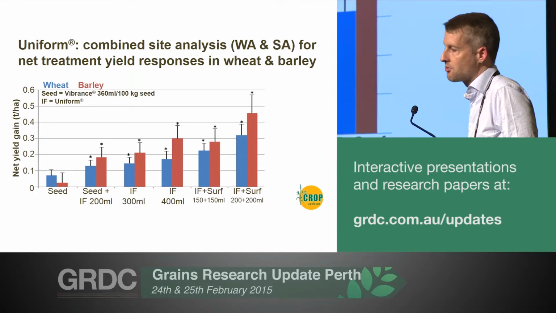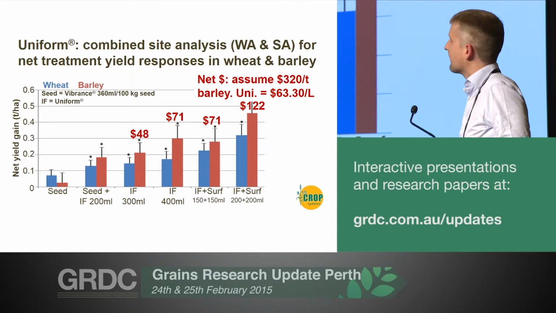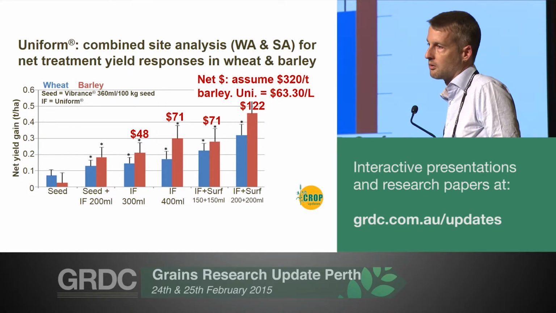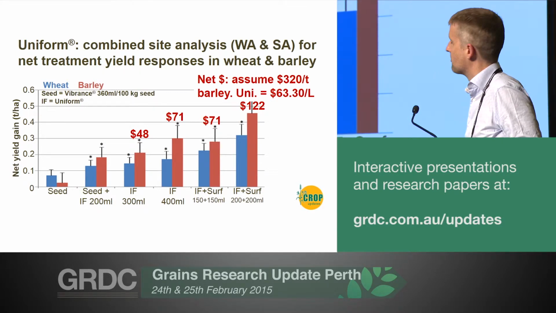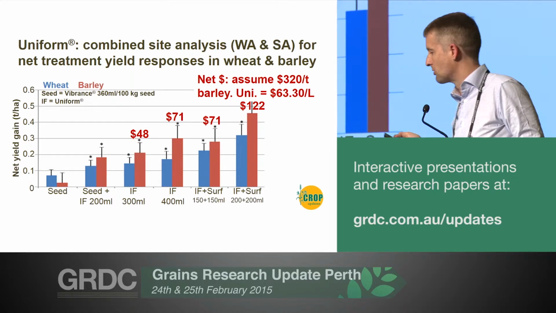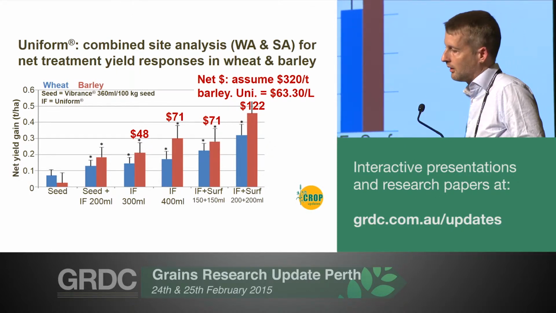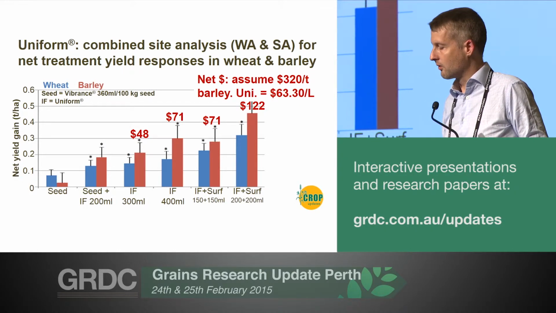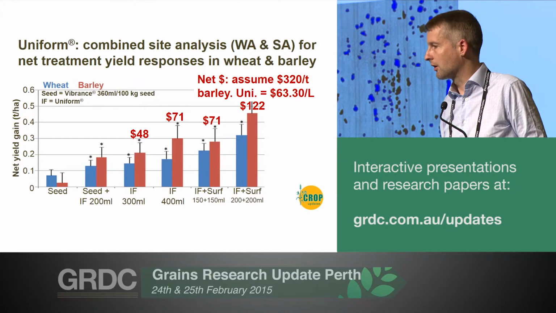Again, I want to put some figures on the treatments, the in-furrow treatments. You're getting a net profit of between 48 to 122. So quite good. And Uniform is $63. And again, I'm assuming that the barley return is that. I've only put barley up in this case because barley is performing better, but we could do the same calculations for wheat.